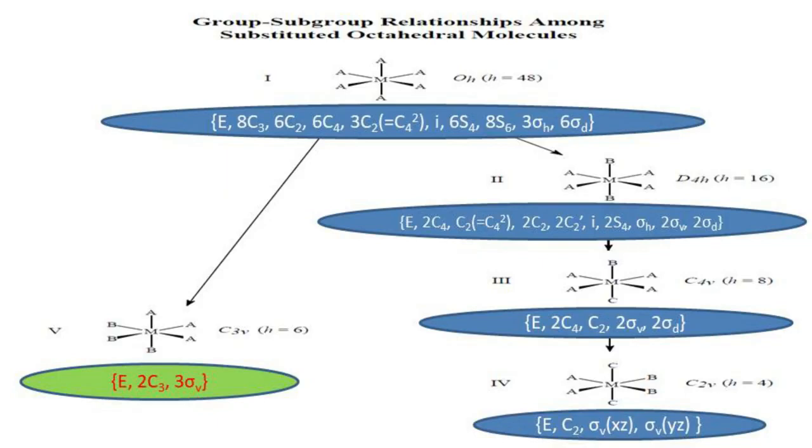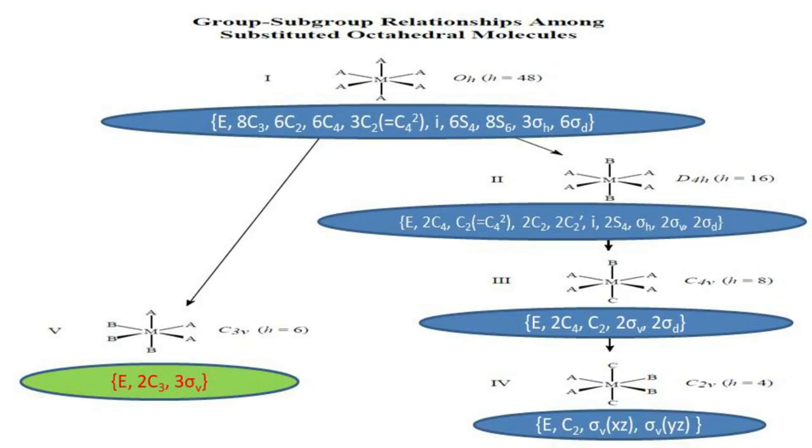Similarly, if you see the right side linkage, structure number 2. Point group is D4h. Total operations possible are 16. We can divide 48 by 16. So we can say D4h is a subgroup of octahedral. Let us continue. Structure number 3. C4v is the point group and the order of that point group is 8. We can divide 16 by 8, also 48. Means what can I say? C4v is a subgroup of D4h as well as of octahedral.